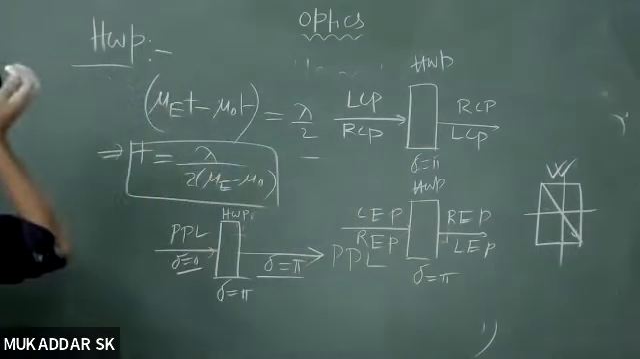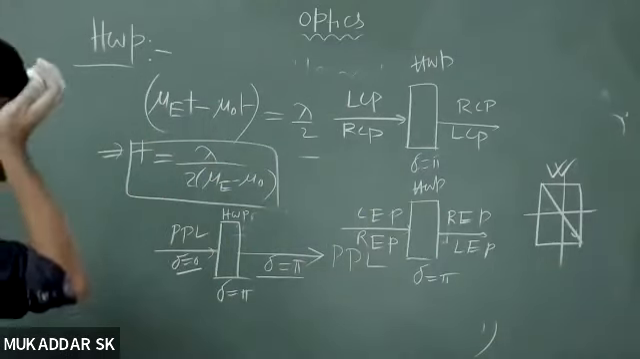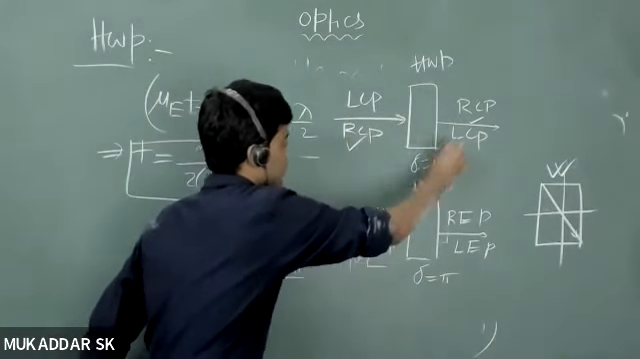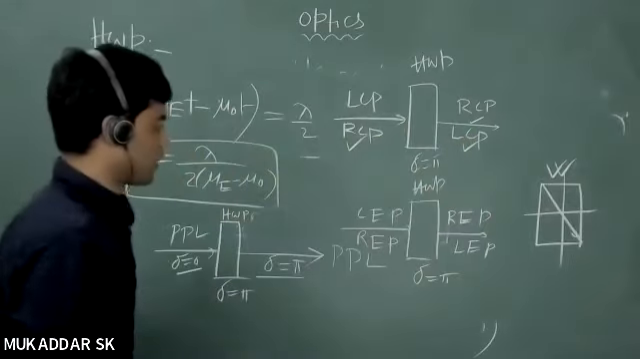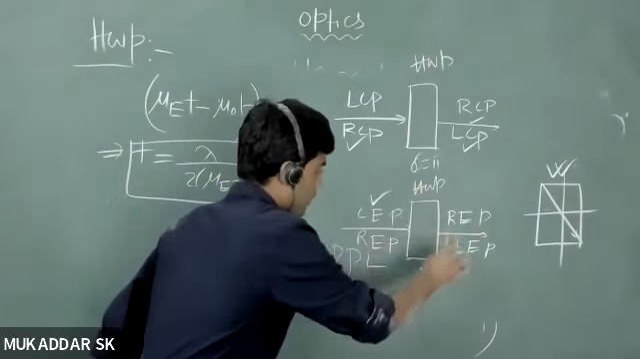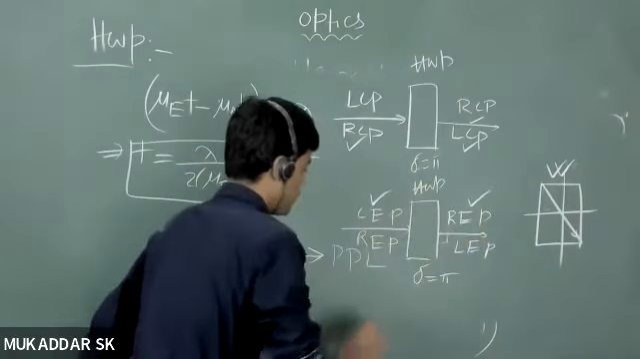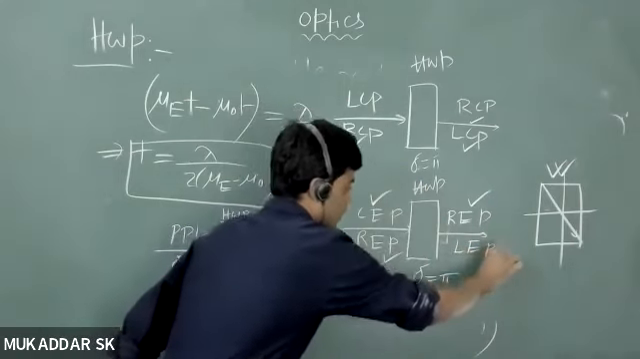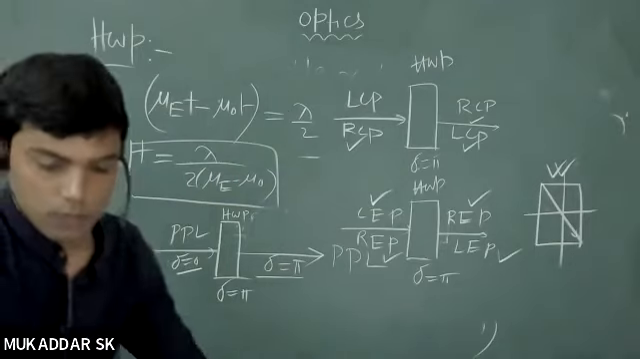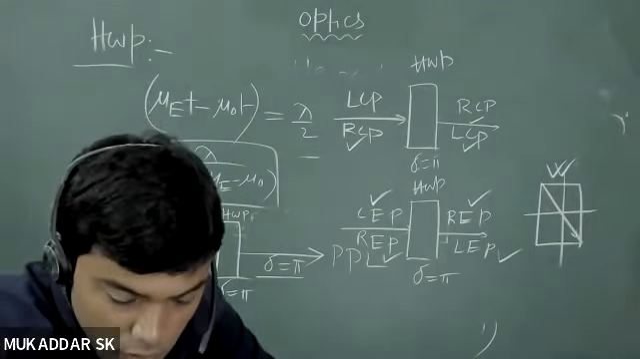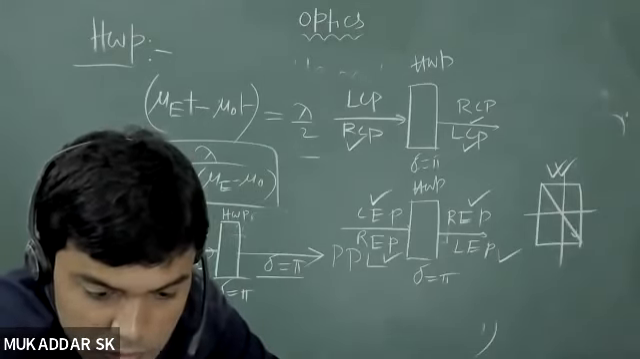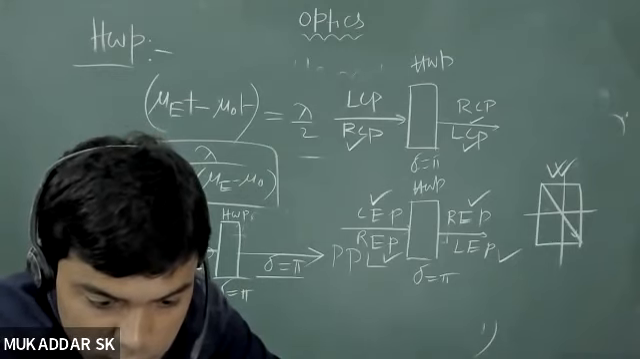This is also important for your exam. If you incident left circularly polarized light on a half wave plate, you will get right circularly polarized light. If you incident right circular, you will get left circular. If you incident left elliptically polarized light, you will get right elliptically polarized light, and vice versa. So this is the case of the half wave plate. This is all about the state of polarization for superposition of two waves. If you have a question, you can ask me. Otherwise, I'll stop here.